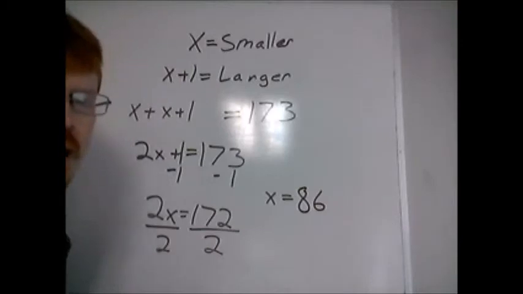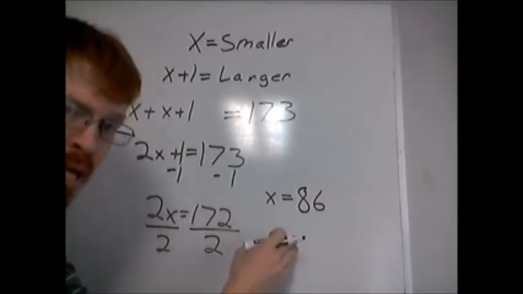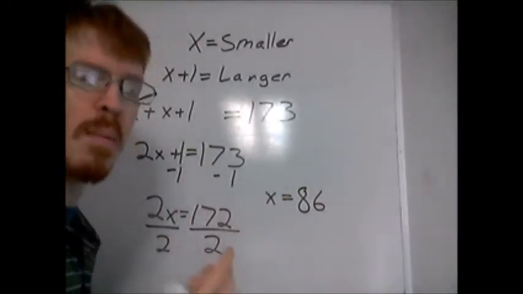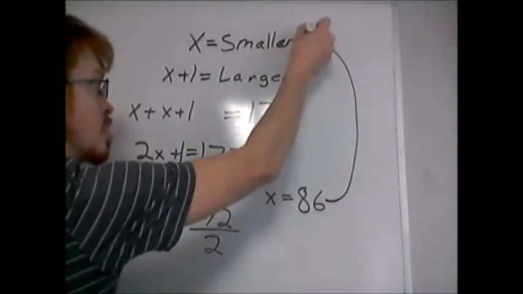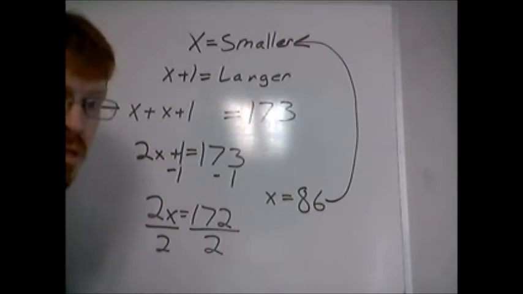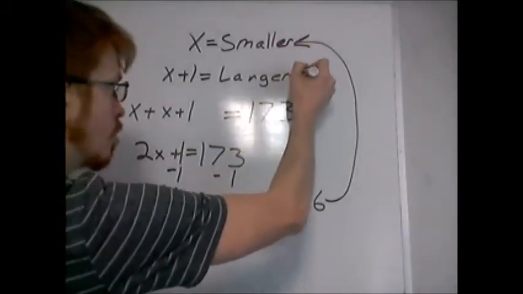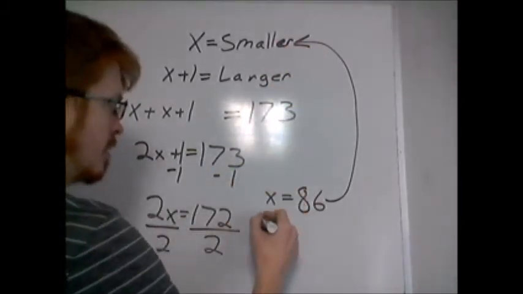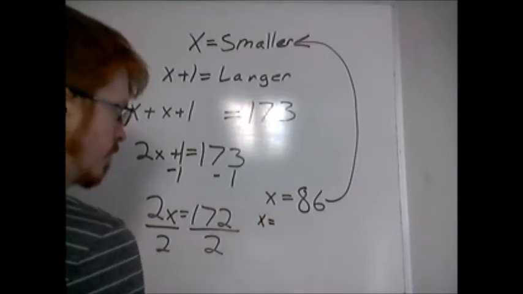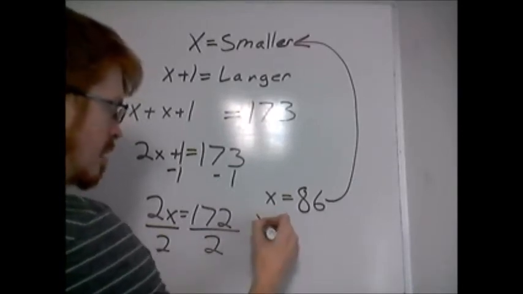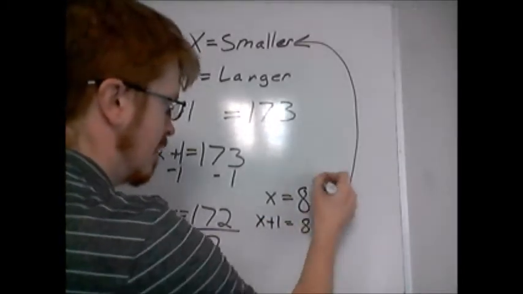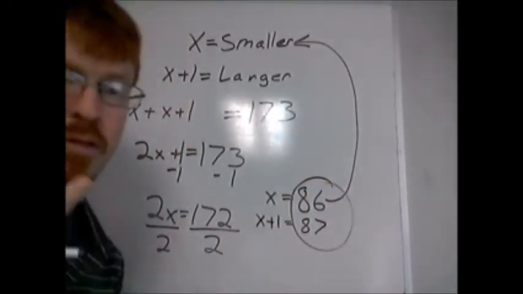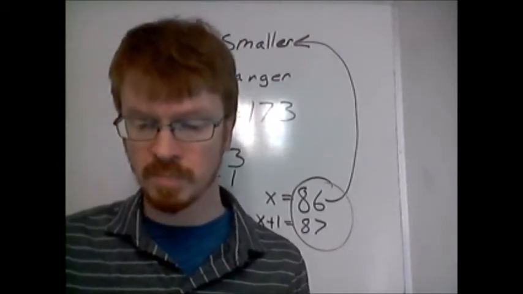86. Now, this is not your final answer because it wants to know what both of the integers are. This is simply telling you what the smaller integer is. In order to find out the larger, you have to add 1. X plus 1 equals 87. These are your answers. You will have 2 answers on these particular equations.